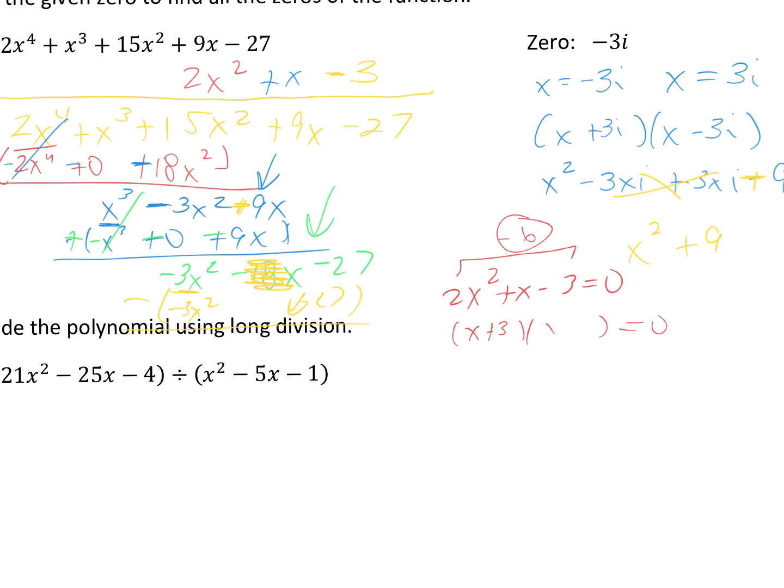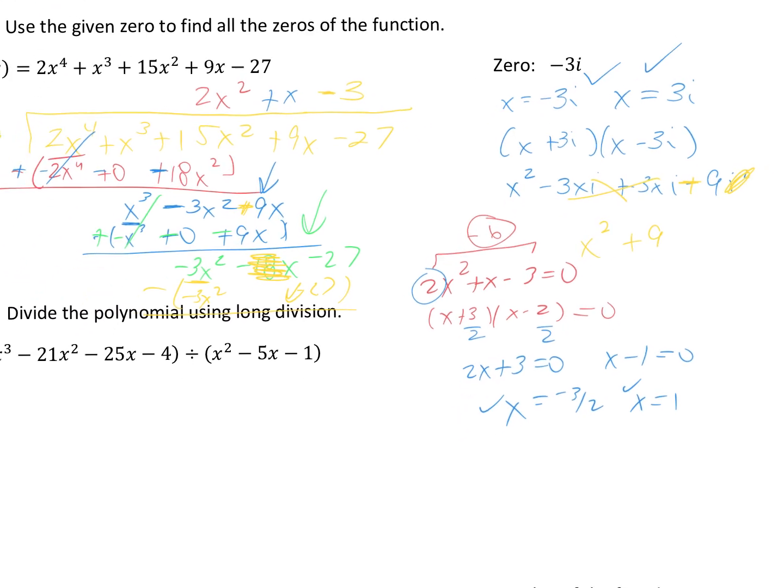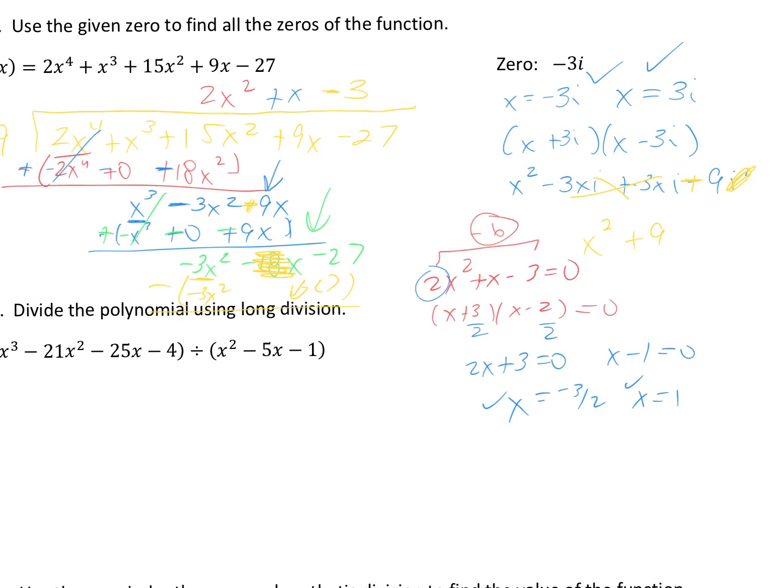So plus 3x minus 2. And since my a term is not 1, I divide both by 2, right? So this is 2x plus 3 equals 0, and x minus 1 equals 0. So my other zeros are at x equals negative 3 over 2, and at x equals 1. I have 1, 2 zeros here, and 3, 4 there. So in a question like that, you'll be given the imaginary ones, then you'll have to find the real ones.